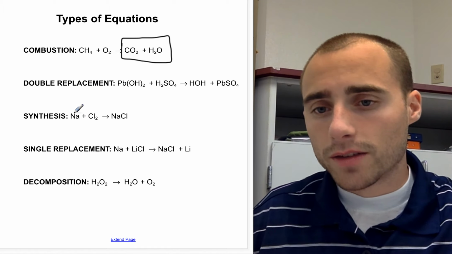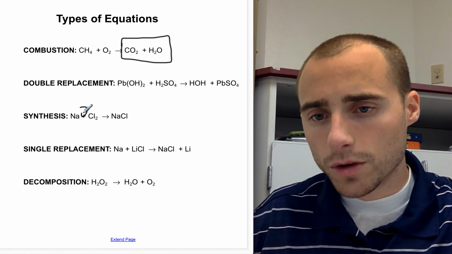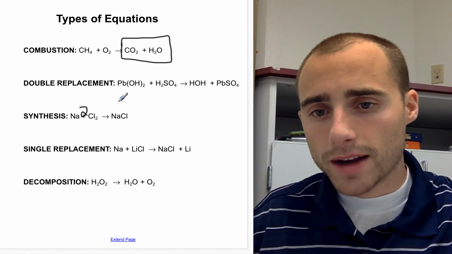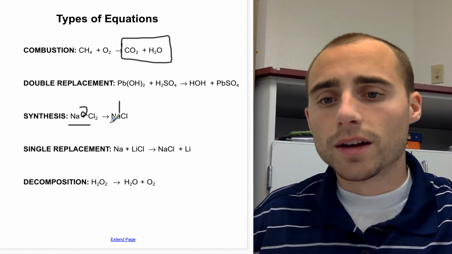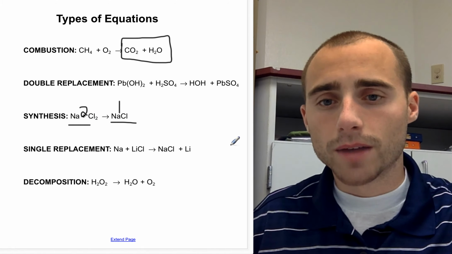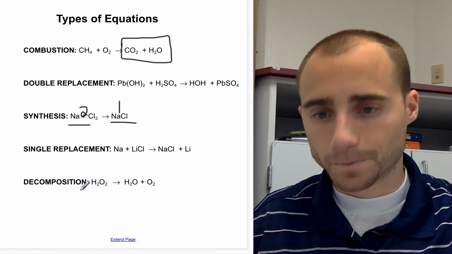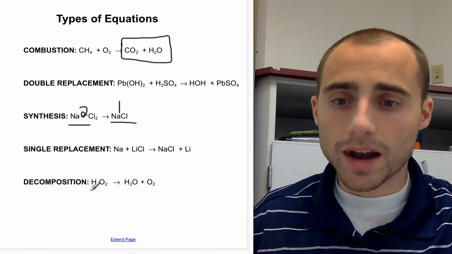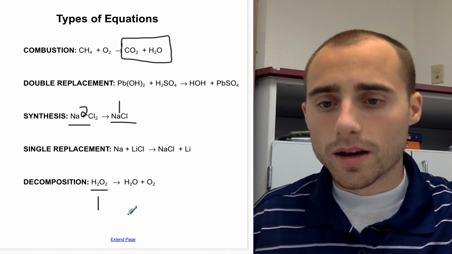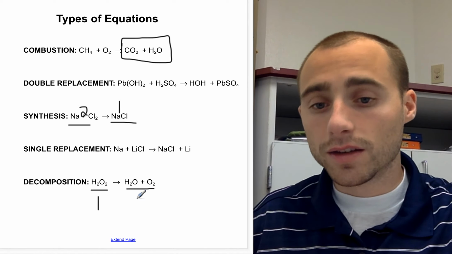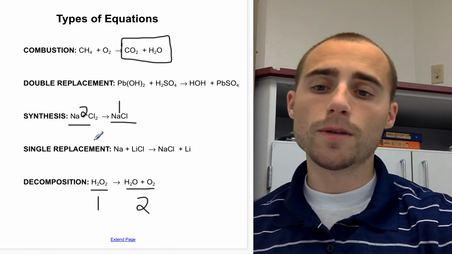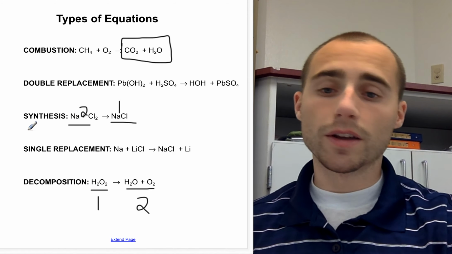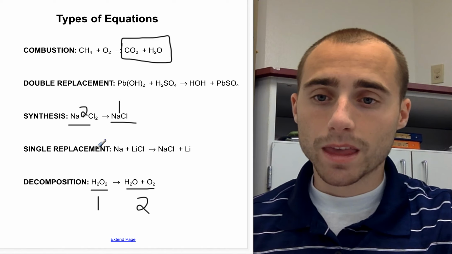Synthesis. Synthesis is when you have 2 elements combining to form 1 compound. So you have Na and Cl2 combining to form 1 compound, NaCl. Decomposition is the opposite. You have 1 compound decomposing into 2 compounds or elements. So decomposition is 1 to 2. Synthesis is 2 to 1. They are the exact opposite of each other.